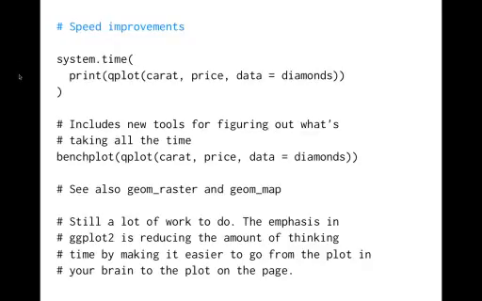The other thing I wanted to talk about were a couple of new geoms that are special cases. geom raster, for example, is a special case of geom tile that's much, much faster, and geom map is a special case of geom polygon for the case when you want to do choropleth maps, also much, much faster. So here's a quick illustration of that.